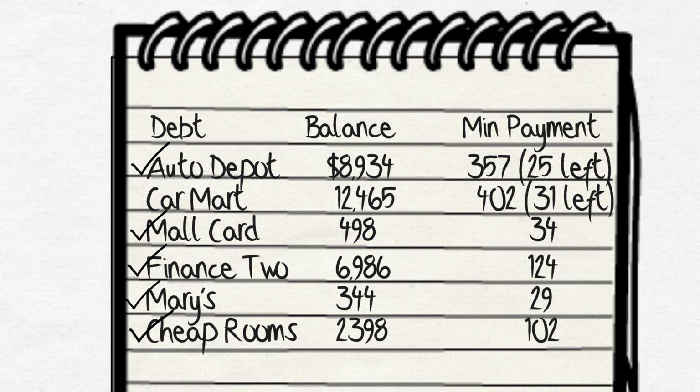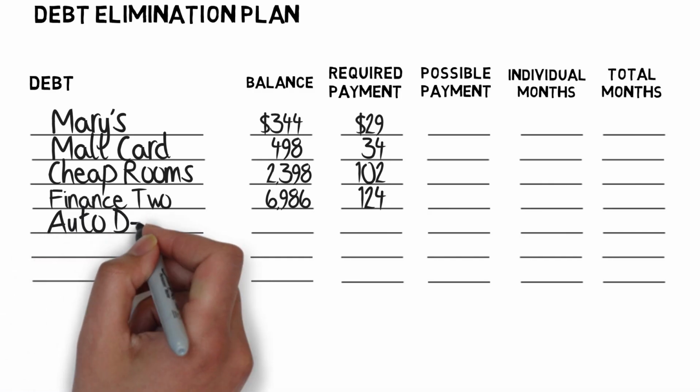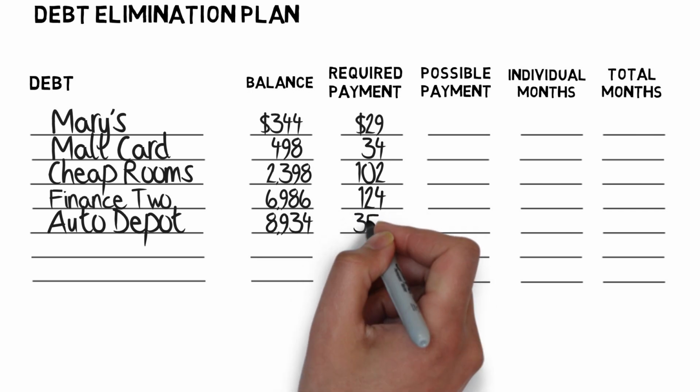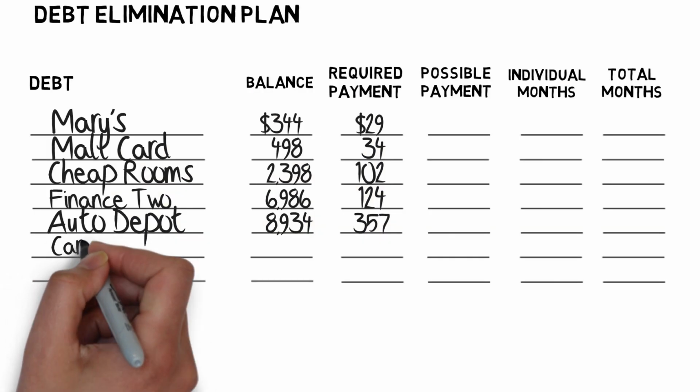Note the extra piece of information. They have 25 payments left on this debt as of now. So you go back and fill in the next row. This leaves one more, Car-Mart. Note it too shows the number of payments remaining, which in this case is 31. You fill in the sixth row with Car-Mart's information.